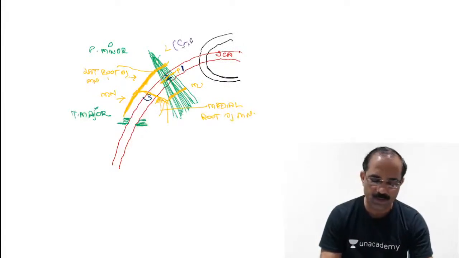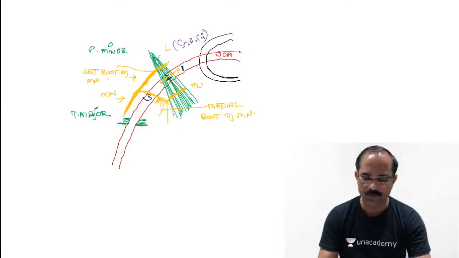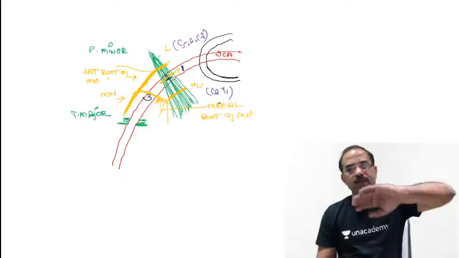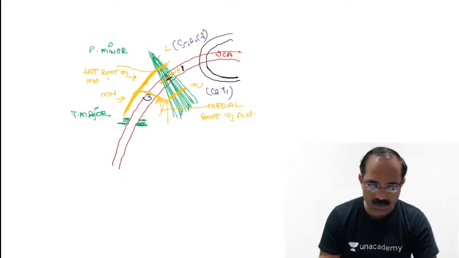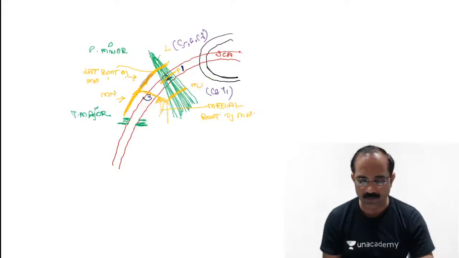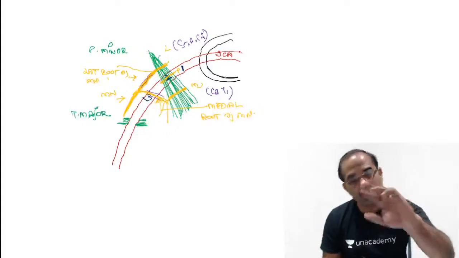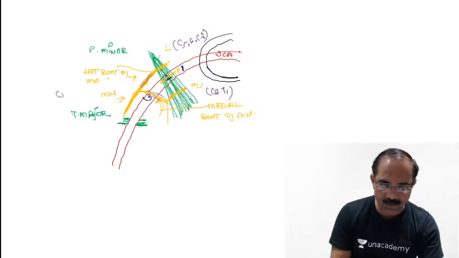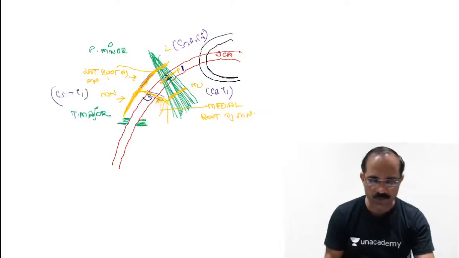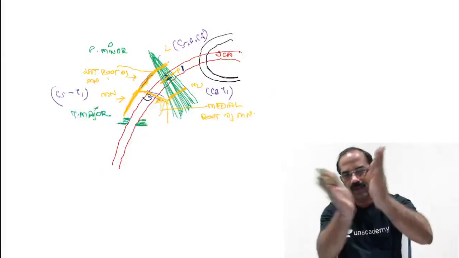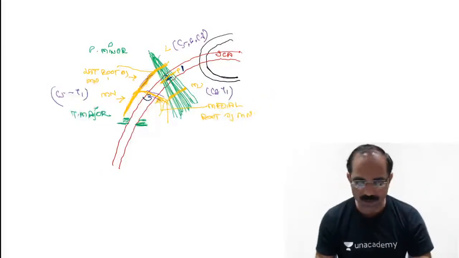C5, C6, C7. Root value of lateral cord. Medial cord क्या है? C8, T1. So lateral cord का कौन सा root है ये? What is this root of the lateral cord? That's the lateral root of median nerve. And this is the medial root of median nerve. So median nerve का root value is going to be C5 to T1. सारे roots होंगे median nerve में, because median nerve is formed by the lateral root and the medial root. So the median nerve is formed.